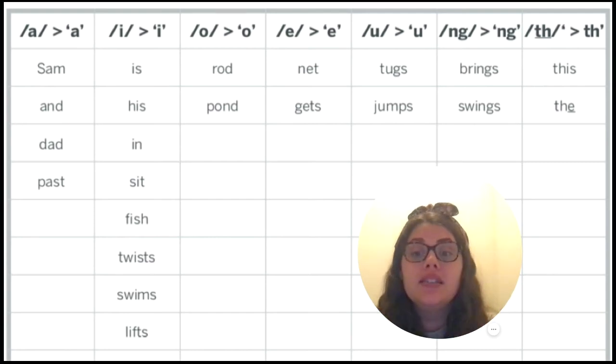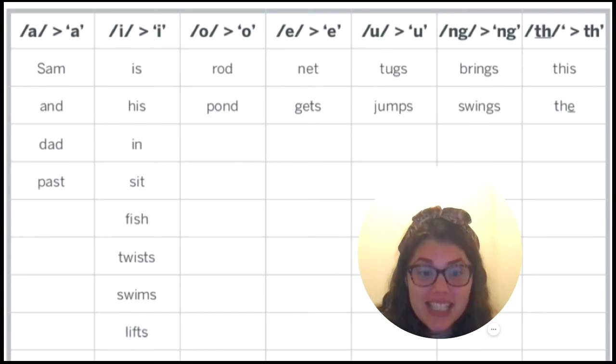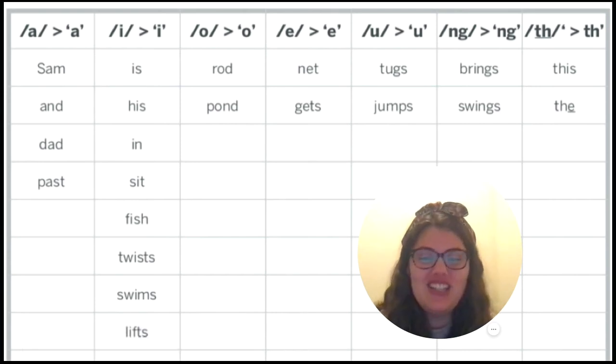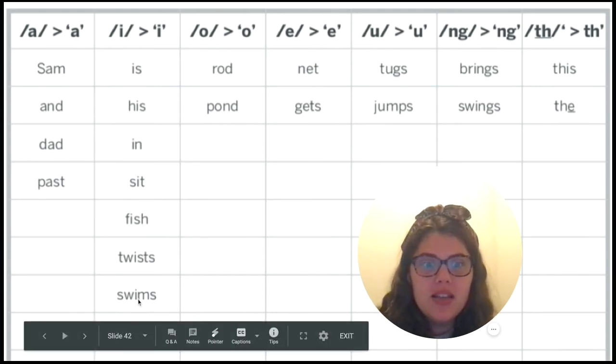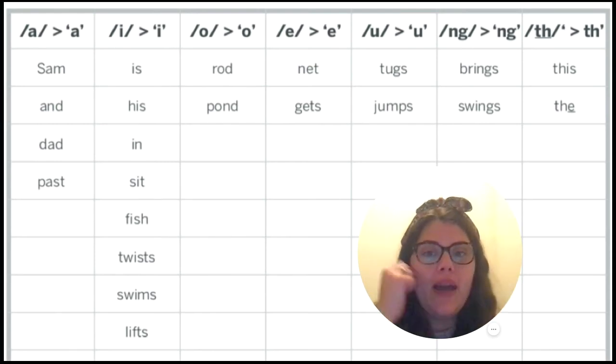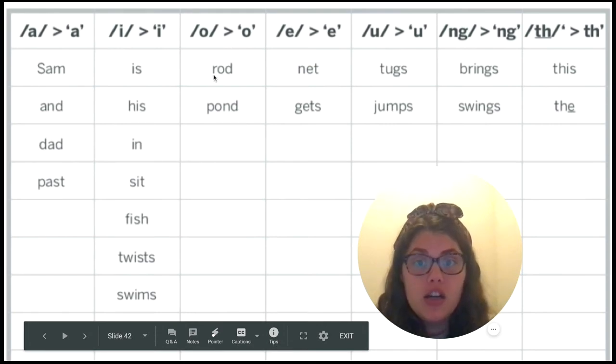What about this one, Keeble Cub? Twists. Twists. Makes twists. Good job. What about this one? Swims. Swims. That's right. And then the last one down below, Keeble Cubs, do you know what that one is that we just sounded out right below swims? It's the word lifts. That's right, friends. Good job. Like you're lifting something up. Somebody lifts something up.